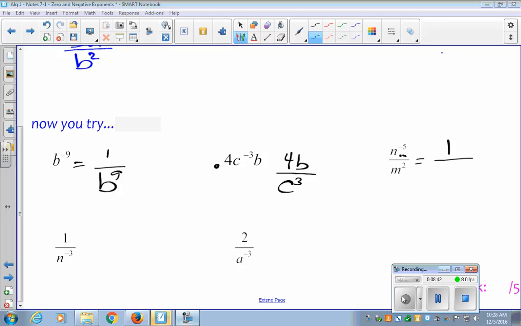The n comes down and is now buddies with m. M is already positive, so it's going to stay where it's at. If they have positive exponents, they stay. If they have negative exponents, they move. 1 over n to the negative 3, what is that? 3. And this 2 is going to stay right where it's at, and the a to the 3 is going to come up and hang out with it.